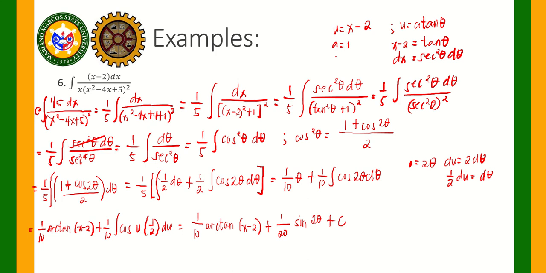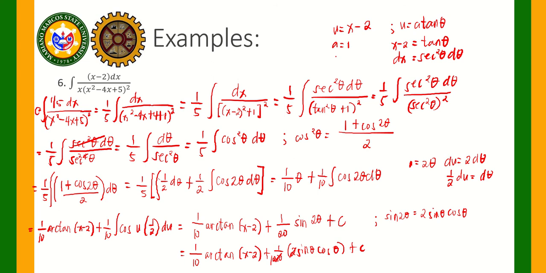Okay? So, we don't have anything to directly substitute for 2 theta from here. So, what we will do is find an identity for 2 theta. Take note that sine 2 theta is equal to 2 sine theta cosine theta. So, this can be equal to 1 over 10 arctan(x minus 2) plus 1 over 20 times 2 sine theta cosine theta plus c. So, this will cancel, it becomes 10.